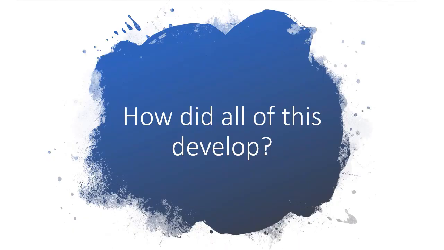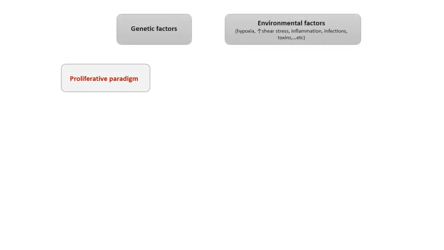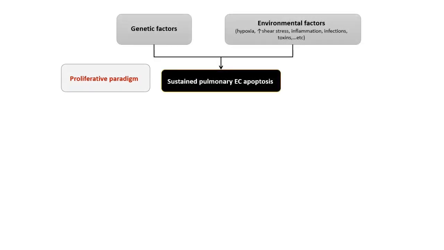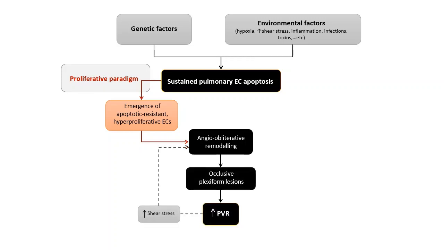Well, having said what has been said, we still need to know how all of this developed. There has been a debate about the core pathobiological mechanism involved in PH development, with the conventional proliferative paradigm stating that genetic and environmental factors interact to cause initial endothelial cell damage and sustained apoptosis. With time, the remaining endothelial cells will exhibit an apoptosis-resistant and hyperproliferative behavior, which will eventually lead to angio-obliterative remodeling, occlusive plexiform lesions, and the increased pulmonary vascular resistance and shear stress observed in the disease process, establishing a perpetuating cycle of the disease.